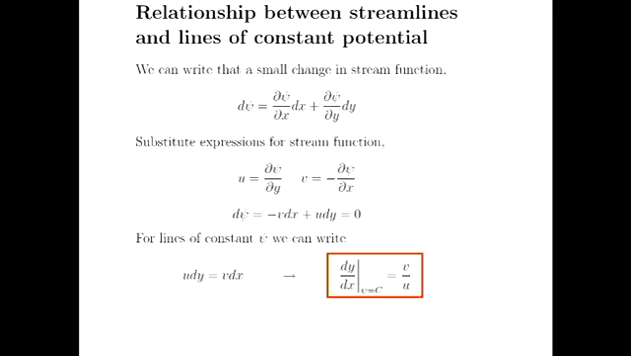I'm just saying that the gradient of a line of constant stream function is equal to v on u. So I can also do the same for a small change in the potential function. The potential function phi is also only a function of x and y. So I can write out the same expression for d phi equals d phi dx dx plus d phi dy dy. I can substitute in my definition for the potential function.